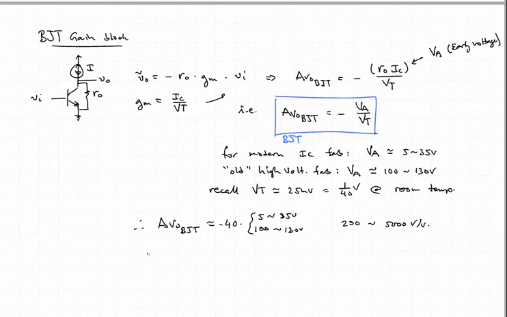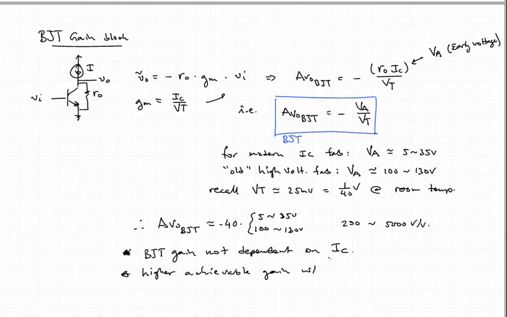So BJT gain is not dependent on IC. So that's important. And of course, we note that there's a higher achievable gain with BJTs over FETs.